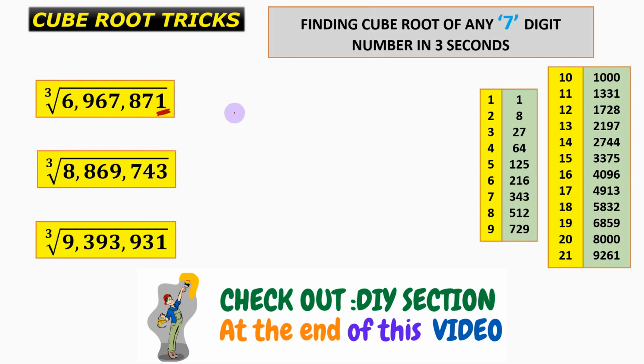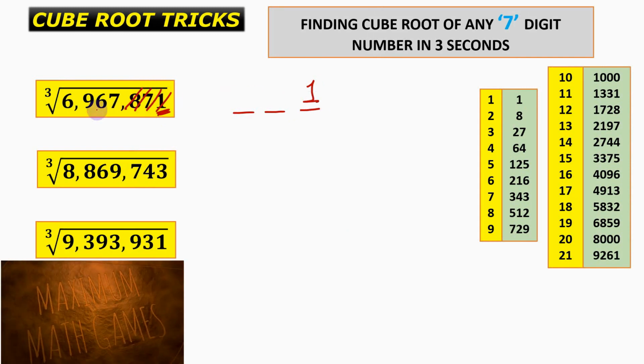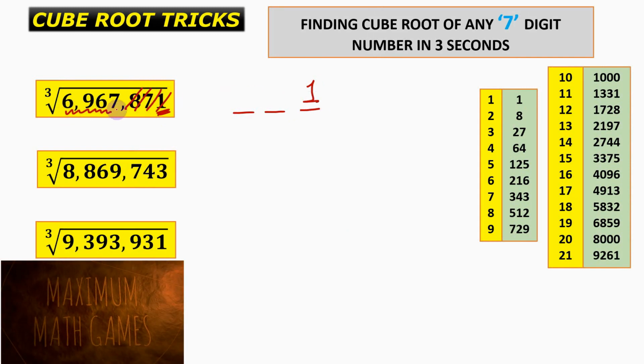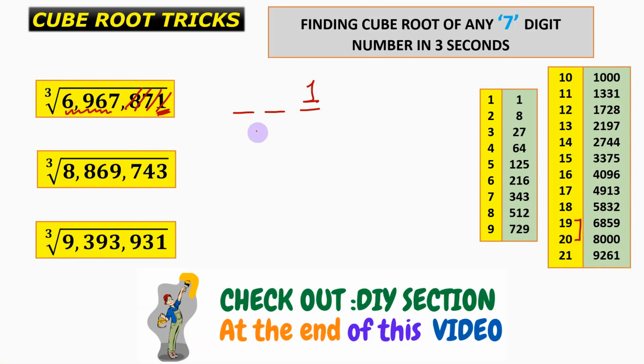Now the unit place 1 occurs when the unit place of the cube root is equal to 1. Discard these 3 numbers. 6967 lies between the cube of 19 and the cube of 20, and hence we will put the smaller number, that is 19, over here. Okay, now let us move on to the next question.